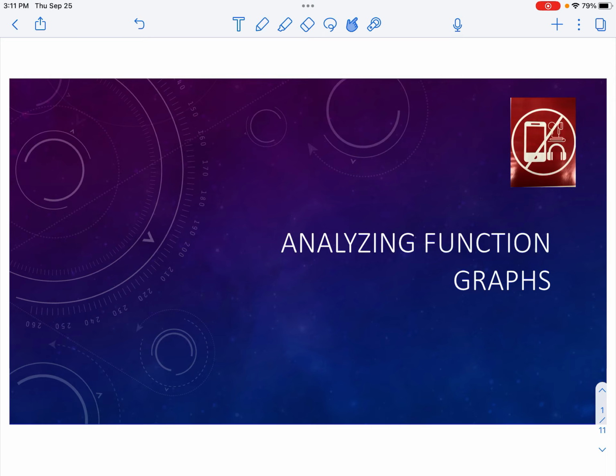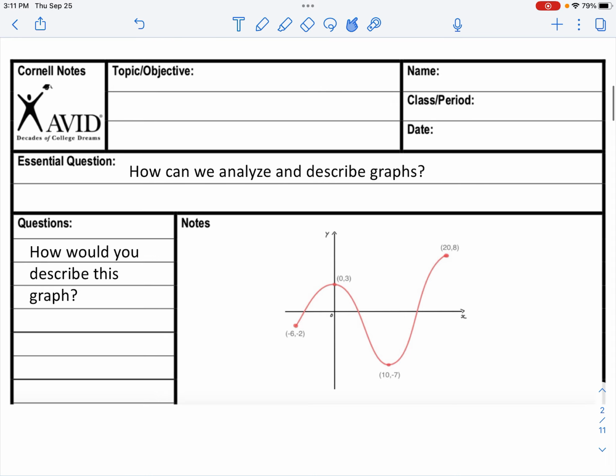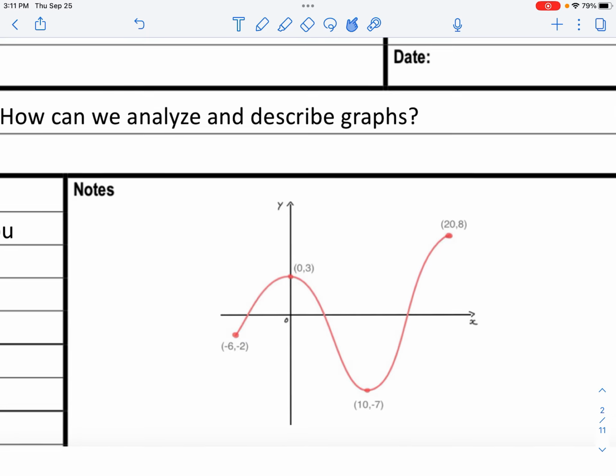Hi, this lesson is on analyzing function graphs. So we're going to talk about some ways we can describe and analyze graphs. If you were to look at this graph that you see here, what would you say?